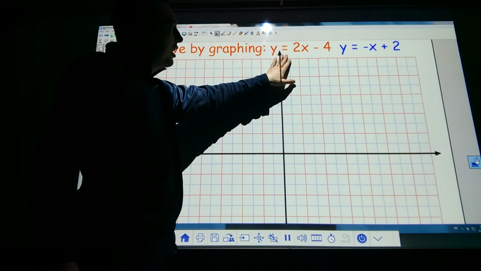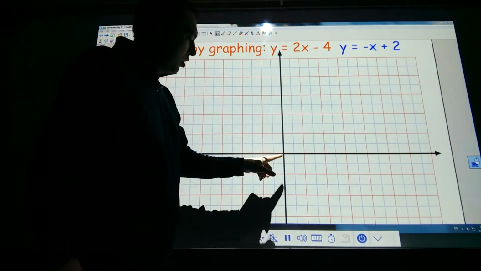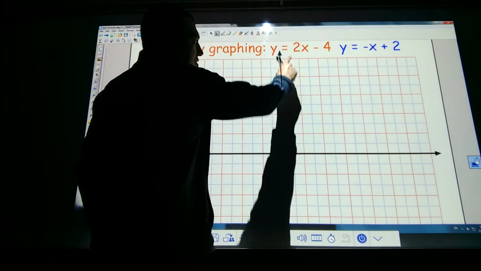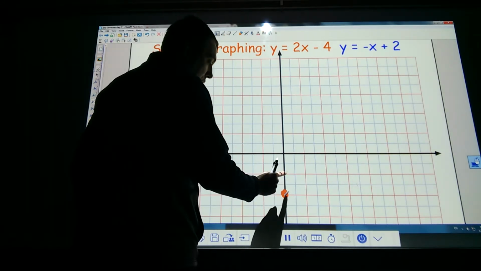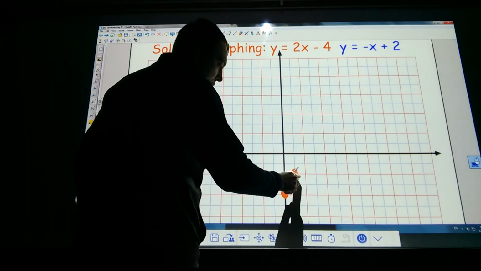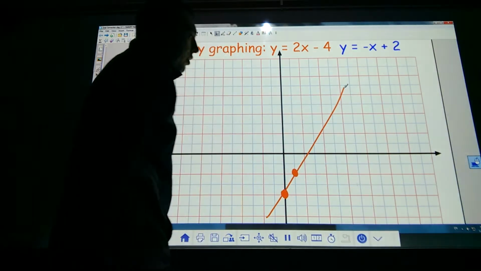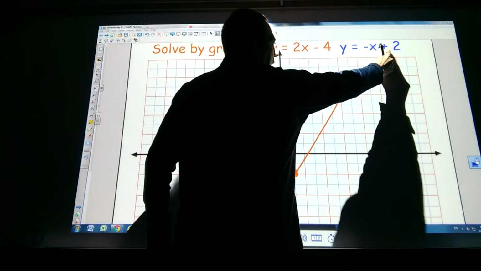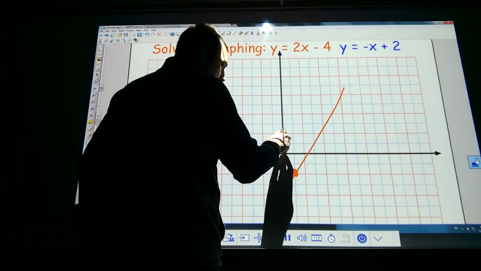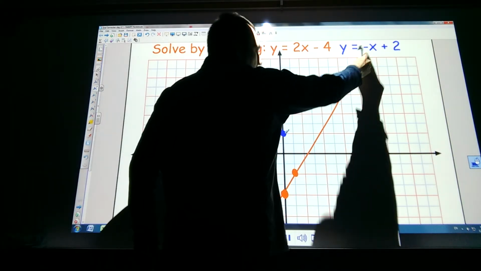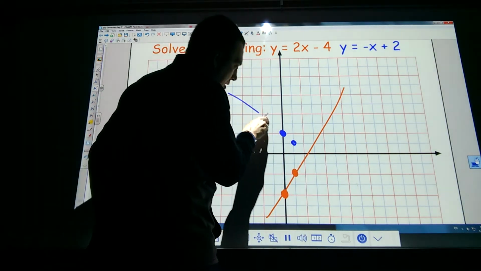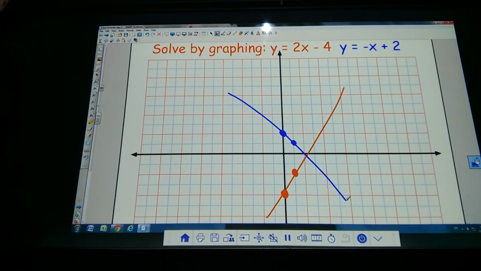This is an equation of a line that has a y-intercept of -4. 1, 2, 3, 4. And a slope of 2, which means up 2 over 1. Draw my line. There we go. Blue is also a line. It has a y-intercept of +2. 1, 2. And a slope of -1. That means down 1 over 1. Then we do this. So we graphed two things, and the answer is where they cross.